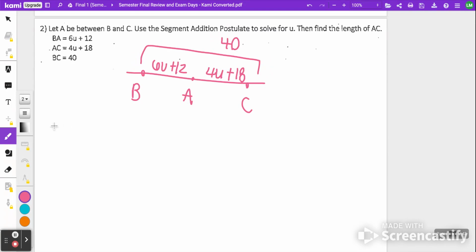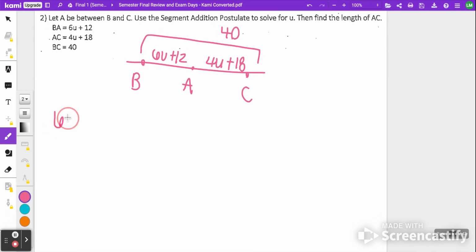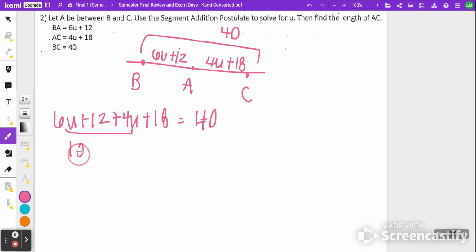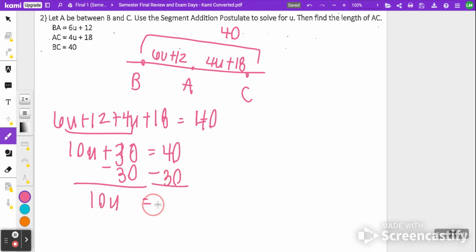So what we're going to do first is set up a problem where we have 6U plus 12 plus 4U plus 18 is equal to 40. And then let's go and combine like terms. 6U and 4U makes 10U, and 12 and 18 makes 30 equals 40. We're going to subtract 30 from both sides. So we get 10U is equal to 10, which means U is equal to 1.